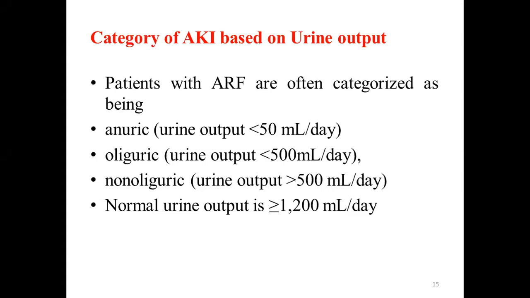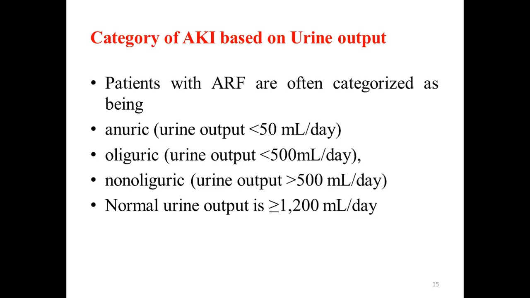Because AKI is very common in a hospital setting, especially in the inpatient department, maybe due to uncontrolled blood pressure or any other uncontrolled cardiovascular condition, you will see that this is really a major issue. Okay, so how do we categorize AKI based on the urine output?